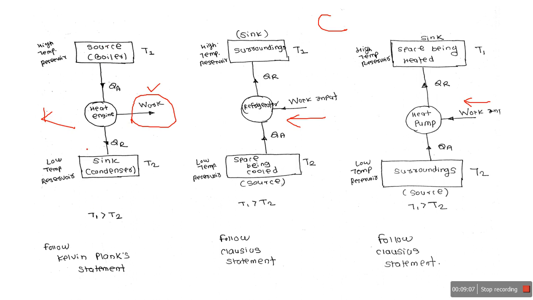If we see the source and sink, in the case of a boiler, the source is at higher temperature. In the refrigerator and heat pump, the source is at the lower side. Vice versa. So remember that source and sink always change, but one reservoir is always at the higher side and the other reservoir is always at the lower side.